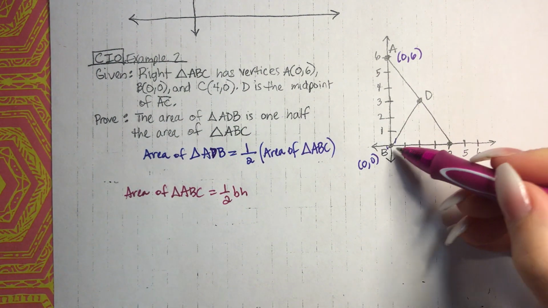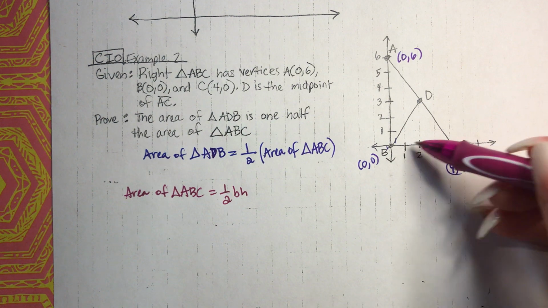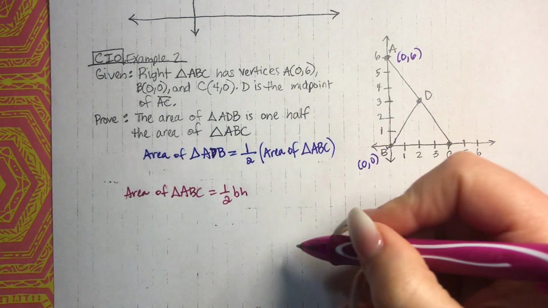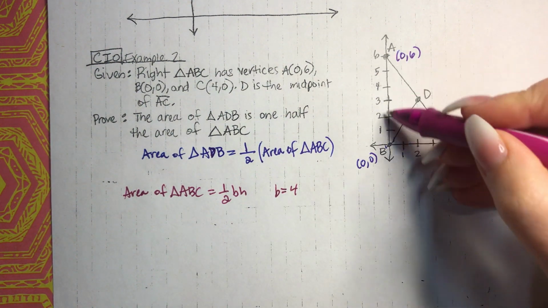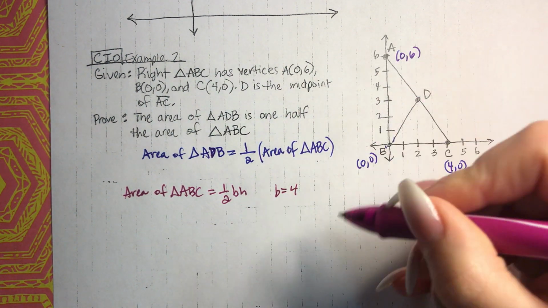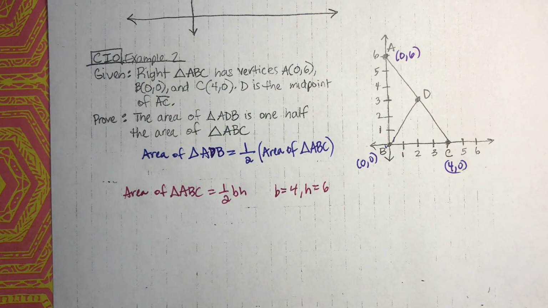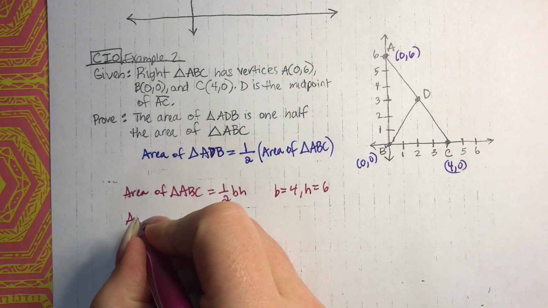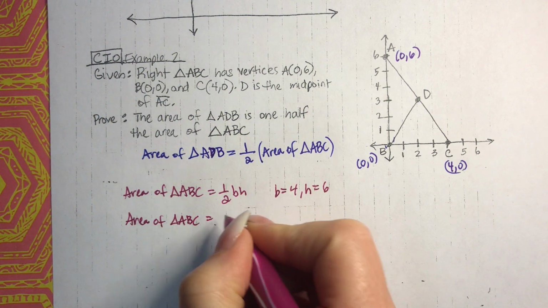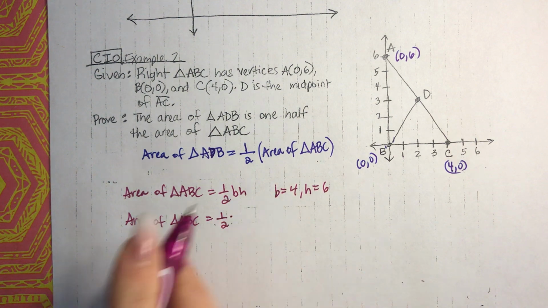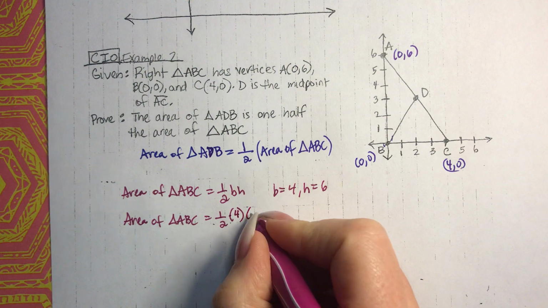Now, what's the base? This is the base. So the base is 1, 2, 3, 4 units, right? Because we started here, it goes there. So b equals 4. And what's the height? This is the height here. So it goes all the way up to 6, so it's 6 units. So we stick it into our formula, and we get the area of triangle ABC is equal to 1/2 times the base, 4, times the height, which is 6.